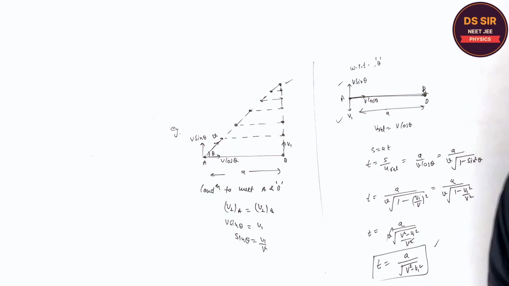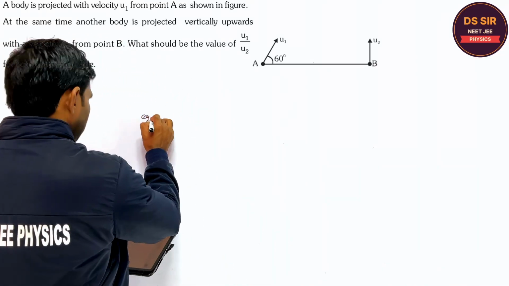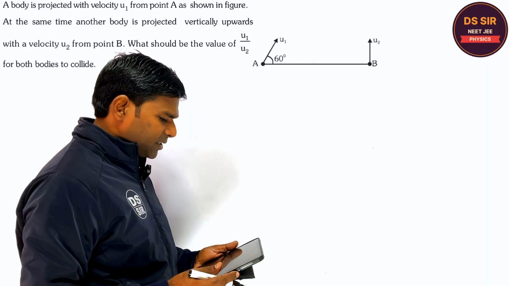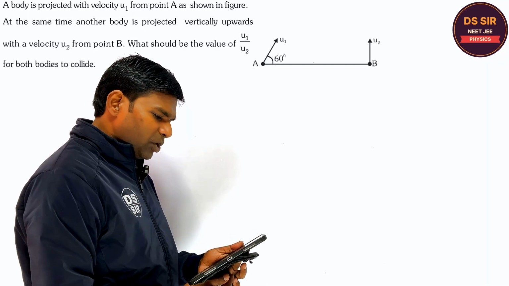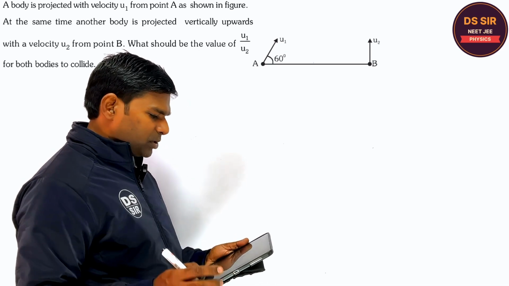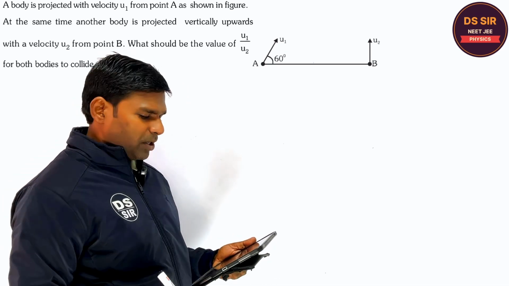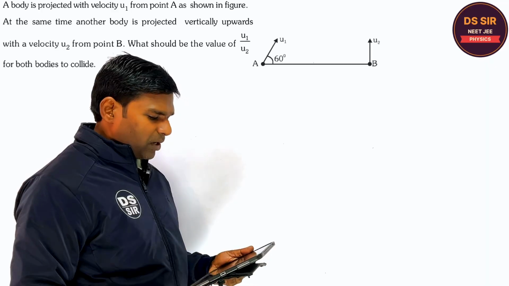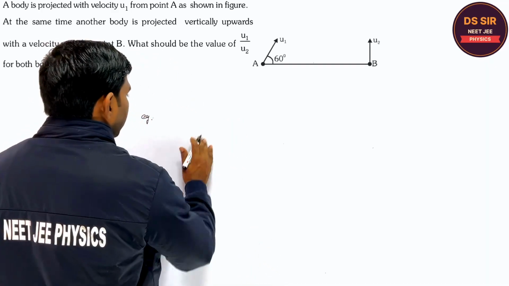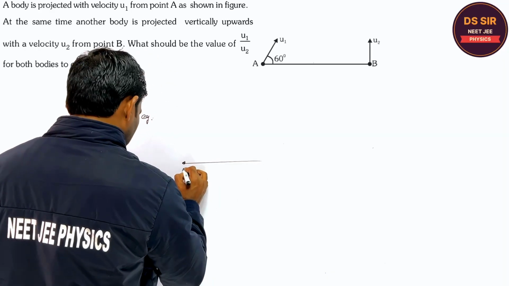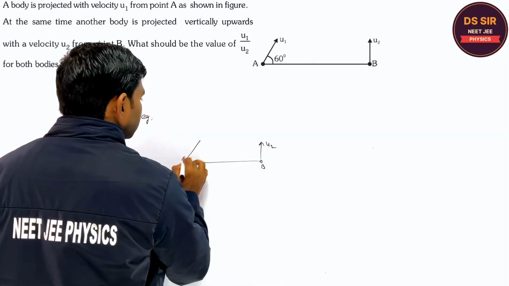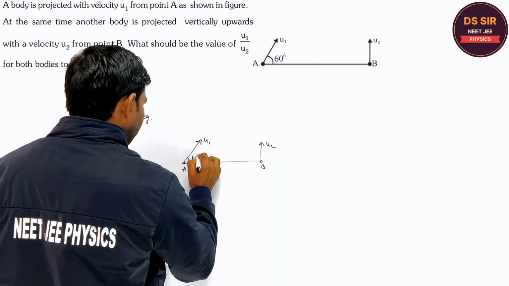Right? Copy this. So in this question, this is very much similar to the question we have discussed. A body is projected with speed u1 from point A, and at the same time another body is projected with the speed u2 from point B. What should be the value of u1 upon u2 so that they can collide, right? Okay, so in this case, suppose this is the A, this is the B, this is U2, and this is the U1, right? The angle is 60 degree.